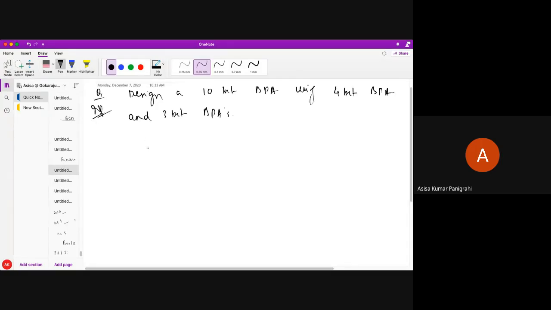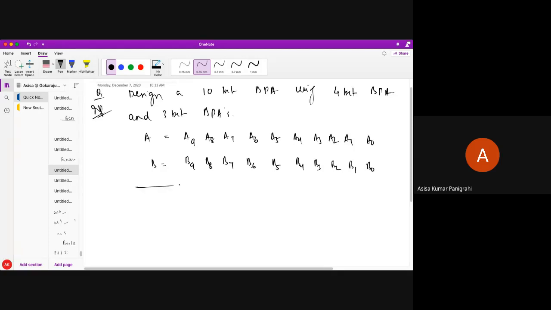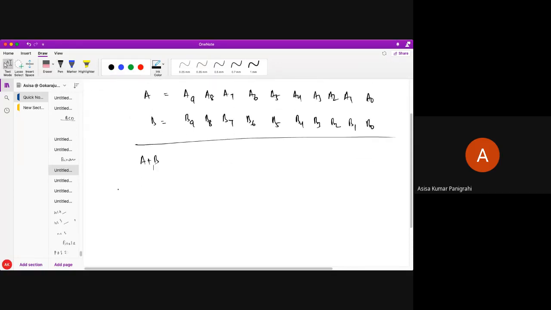First of all, my requirement is A of 10 bits, starting from A9, A8, A7, A6, A5, A4, A3, A2, A1, A0. Similarly, B is of 10 bits, B9, B8, B7, B6, B5, B4, B3, B2, B1, B0. So this is my requirement. I need to add A plus B. Now what do I have to do here? It has been asked to design only with the help of 4-bit BPA and 3-bit BPA.